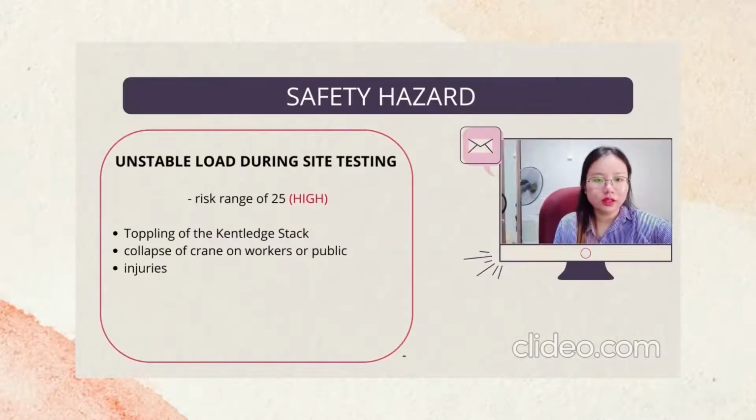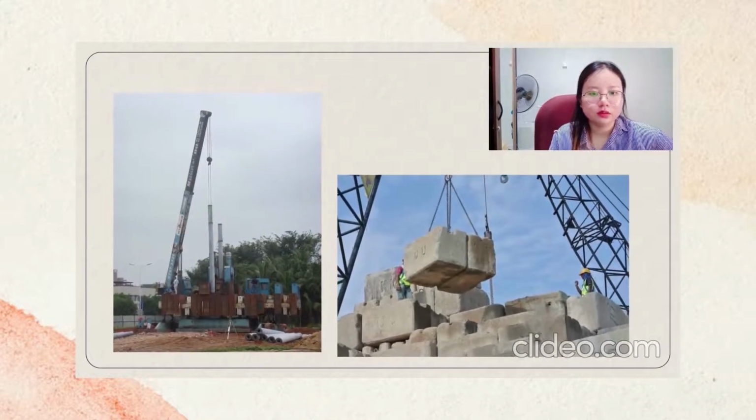The most serious safety hazard in piling work is the unstable load during site testing. It is placed at the highest risk level, with a risk range of 25, which is the highest among other safety hazards. Problems are the toppling of the cantilever stack, the collapse of the crane on workers or the public, and the effect of injuries on employees and citizens. Cranes and cantilevers are examples of piling equipment.